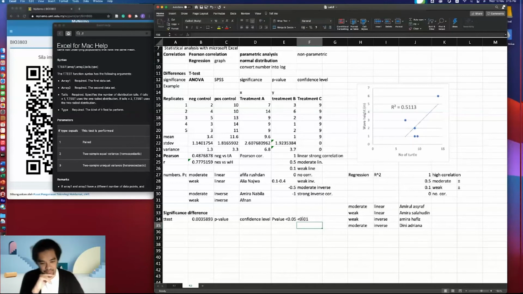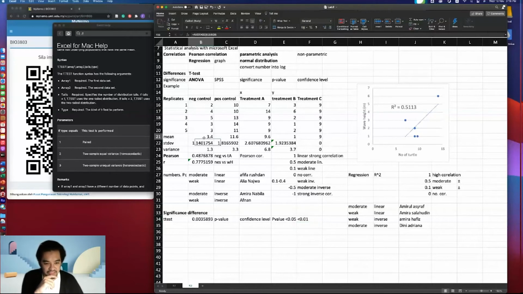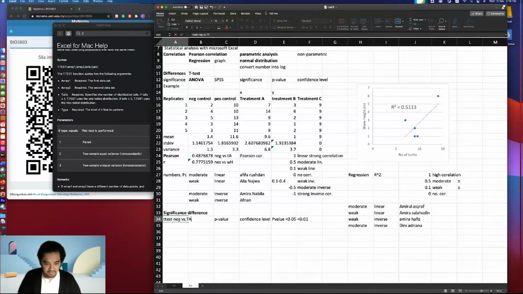All right, so 0.03, if you're looking here, because we want to compare against the observed values. For example, you know the average 3.4 is lower than the average for treatment A, because this is a t-test between negative control versus treatment A.